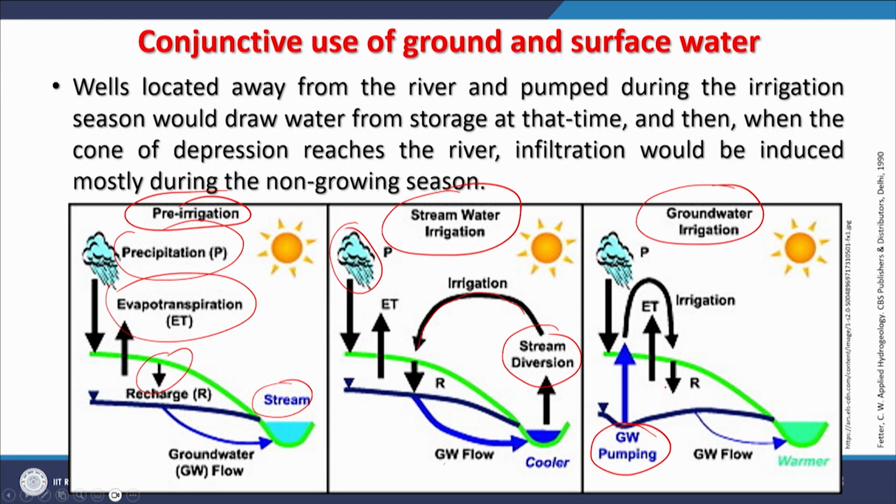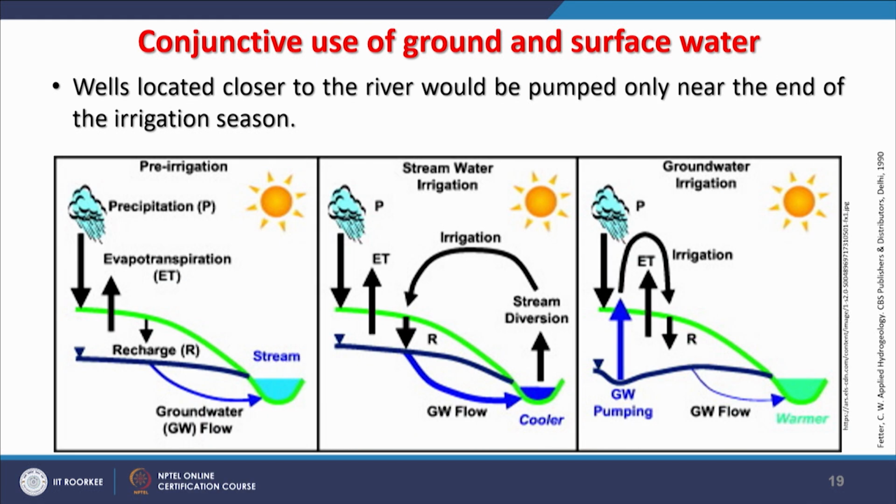during the non-growing season, infiltration. Probably this kind of approach on a local scale can be done, but otherwise you see that in the warmer season the water has disappeared because groundwater irrigation is happening. So, in a local area it can be very well managed, but if a large area is involved, then such things become very difficult to do. So, wells located closer to the river would pump only near the end of the irrigation season.